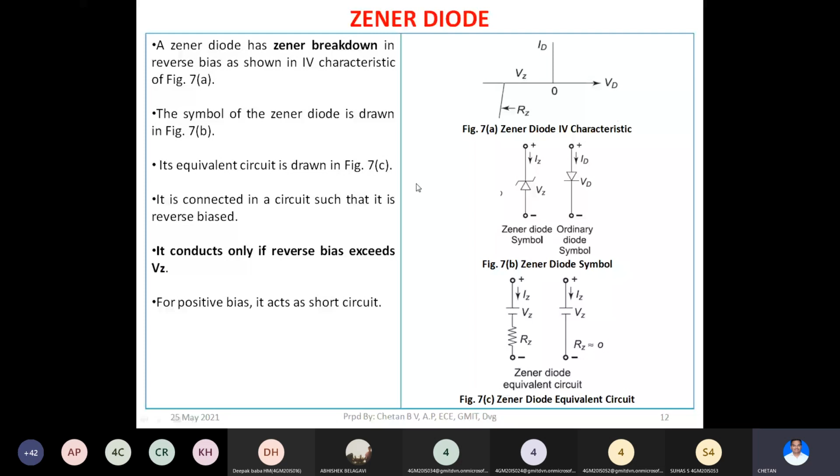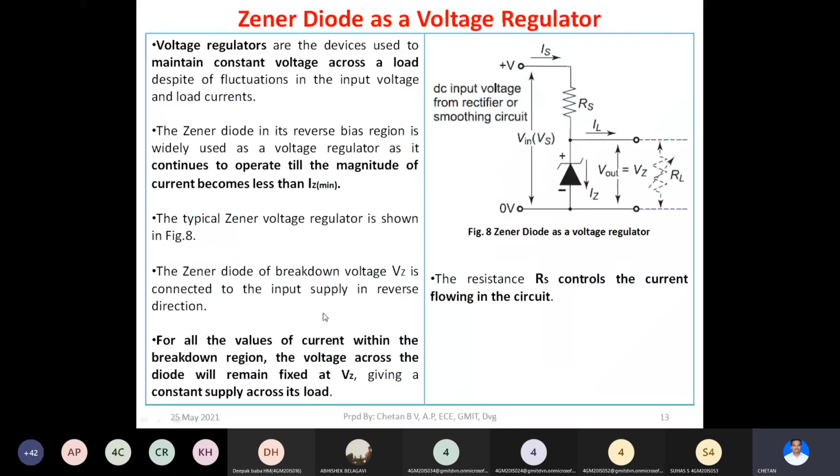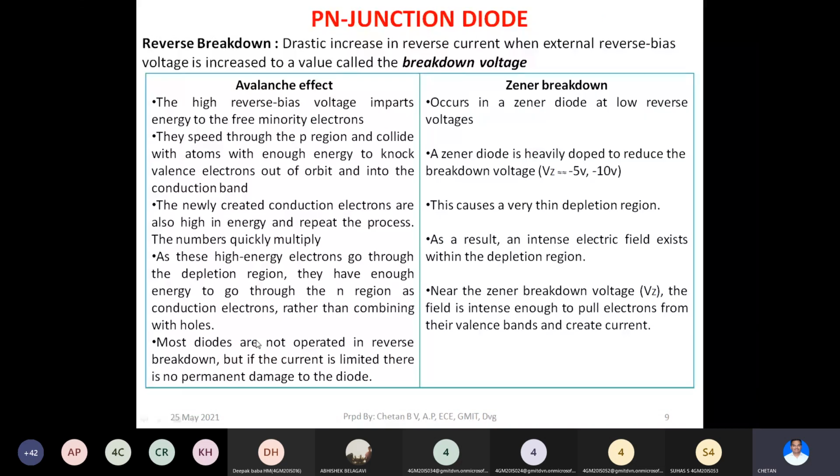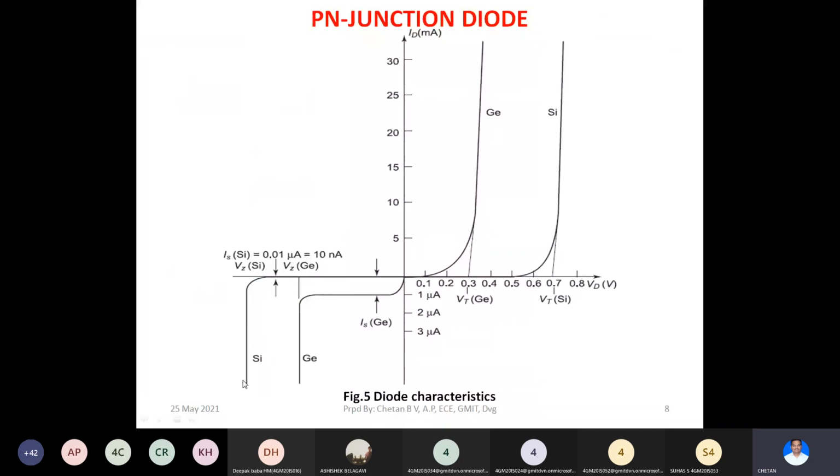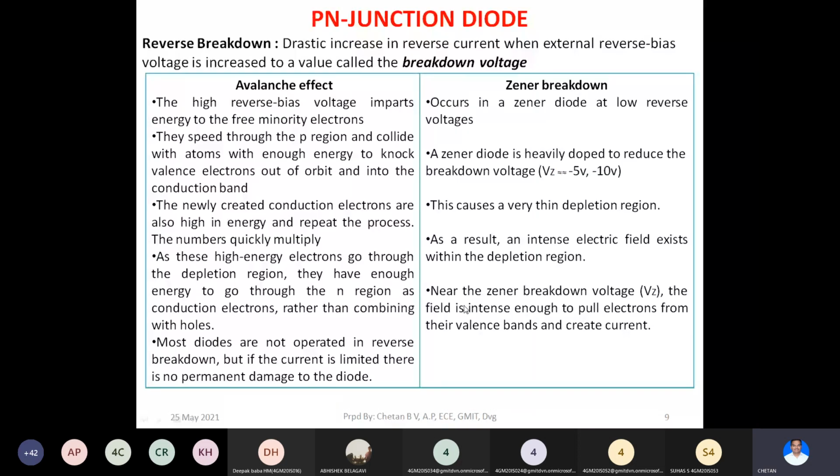See, for all values of current within this breakdown region, here again I will take you to this characteristic. Suppose this is IZ minimum. For any value of current which lies from this point to IZ minimum, this Zener diode will successfully give you constant output voltage.